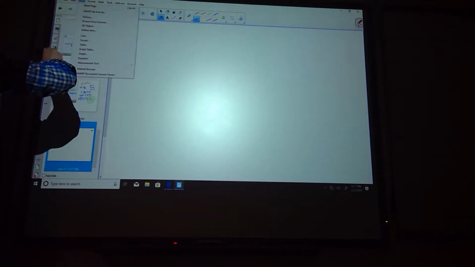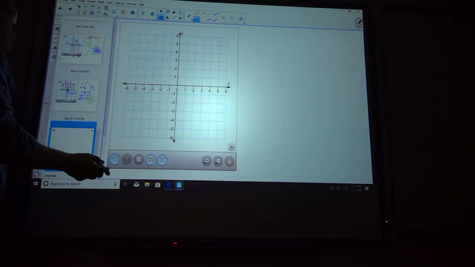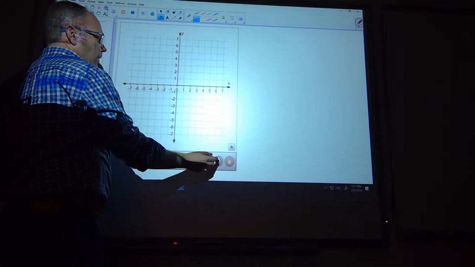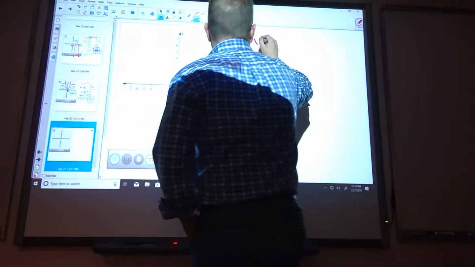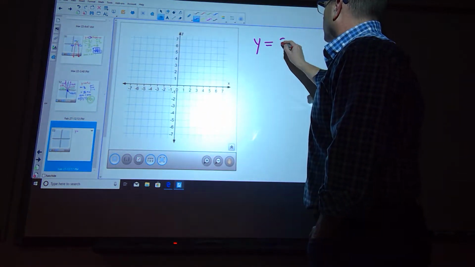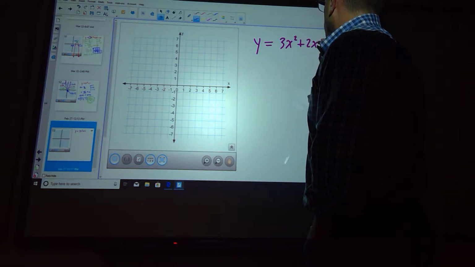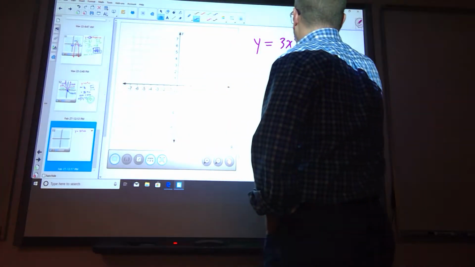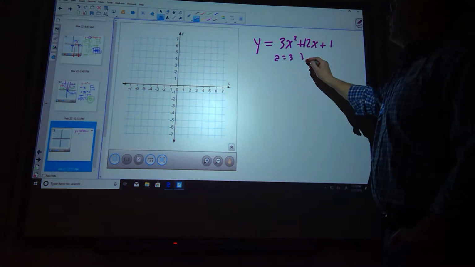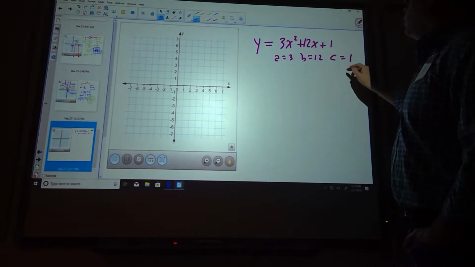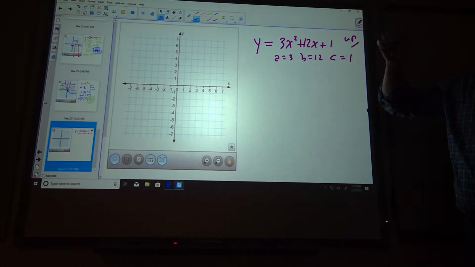So let me insert a graph. Let's see, how big can I make it? That seems to be a pretty good one. Okay, so let's say we had y equals 3x squared plus 12x plus 1. So my a value is 3, my b value is 12, c value is 1. You okay with that? This opens up. You okay with that? Yeah. Okay.